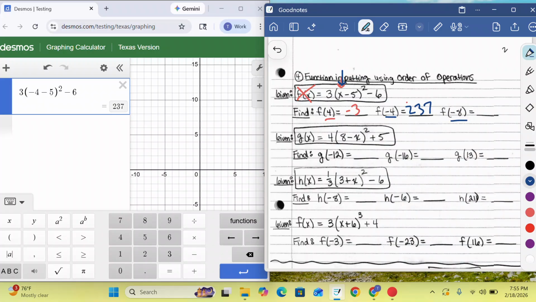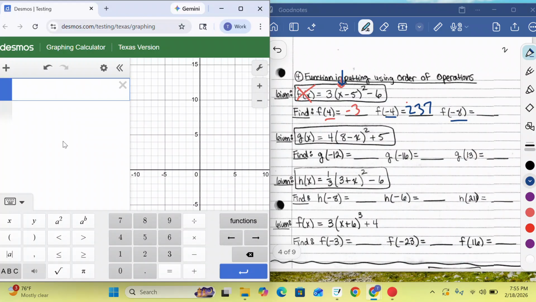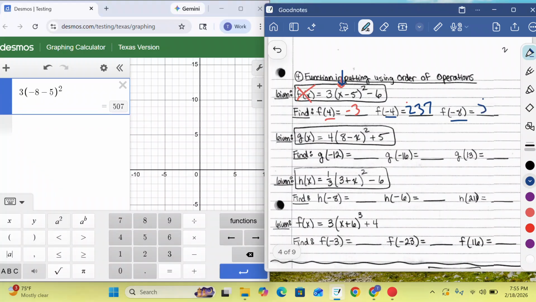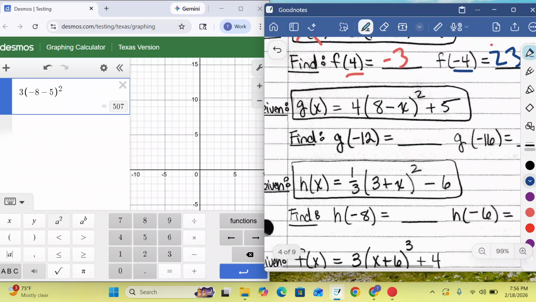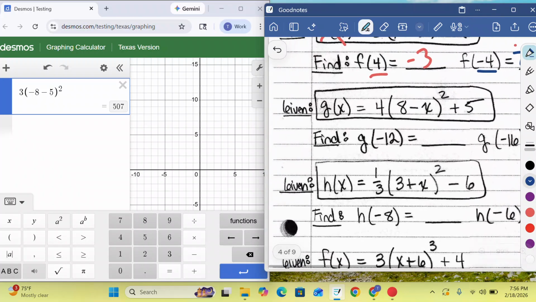Once I do that one, I'm going to do the next one right here. So now I have x is -8, and in place of x, I'm going to put -8. So I'm going to re-input it here with Desmos: 3, open parentheses. What is x? x is -8, so I'm just going to input it. -8 minus 5, close parentheses, square, and the answer is 507. And that is how easy it is to input it in Desmos.